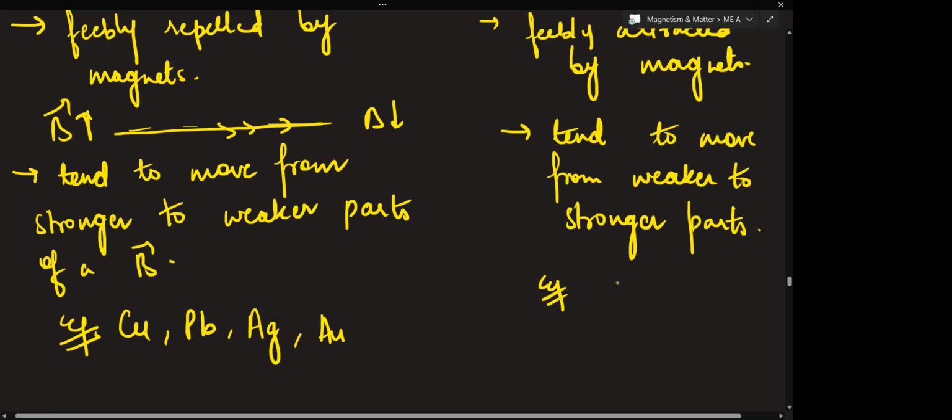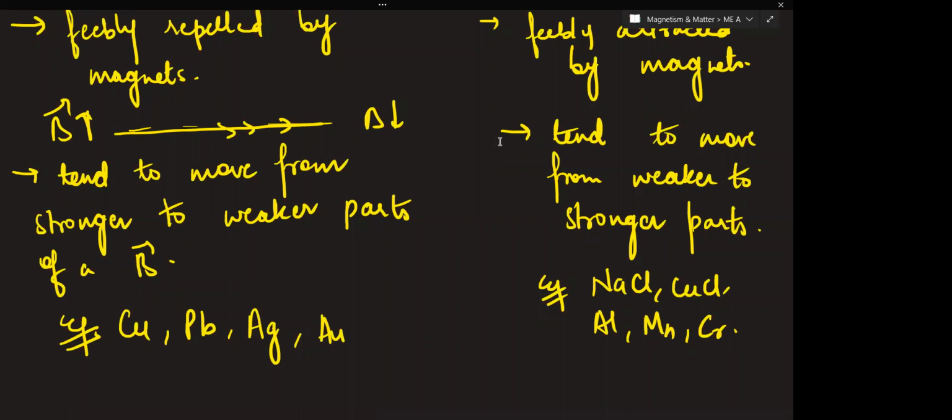Examples are already mentioned: sodium chloride, copper chloride. What else? Aluminium, manganese, chromium, all these materials will come under this one. Sodium is there, as I've already included in sodium chloride, and aluminium is there.